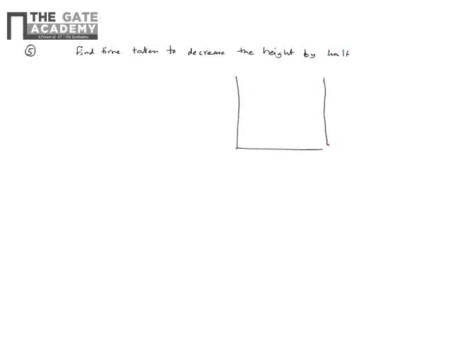So this is the tank, and the total area of cross section is capital A. This is the entire area of cross section. The initial height is h. What is asked is how much time will it take to decrease the height by h by 2. So this is an unsteady flow problem. How do you solve this? Initial height, let's say it's h naught, and it's h naught by 2. So how much time will it take?